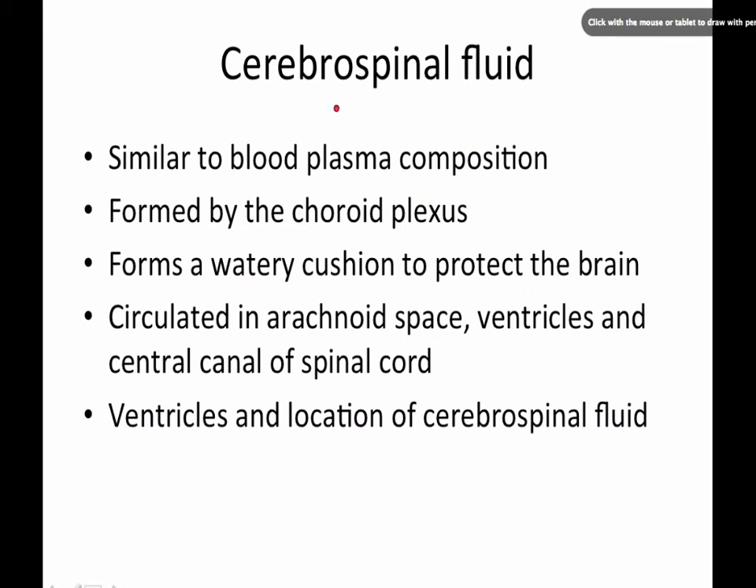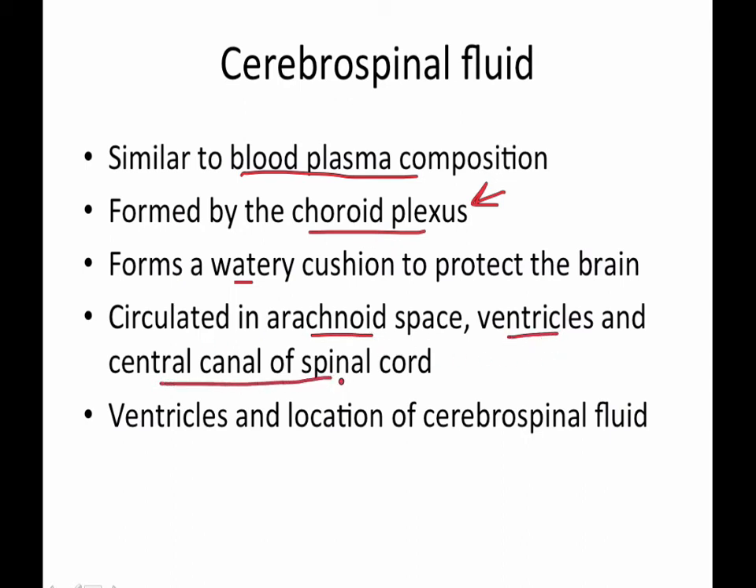Next up, we have the cerebrospinal fluid. Now, the cerebrospinal fluid is similar to blood plasma in composition. It's formed by the choroid plexus, which we talked about last video, I believe. This also forms a watery cushion to protect around the brain. And it's circulated in the arachnoid space, the ventricles, and the central canal of the spinal cord.